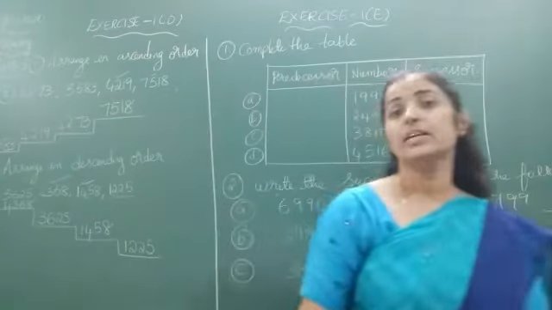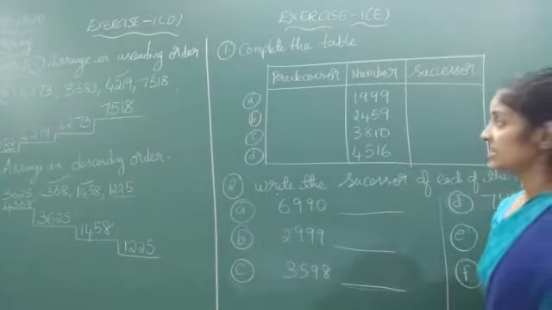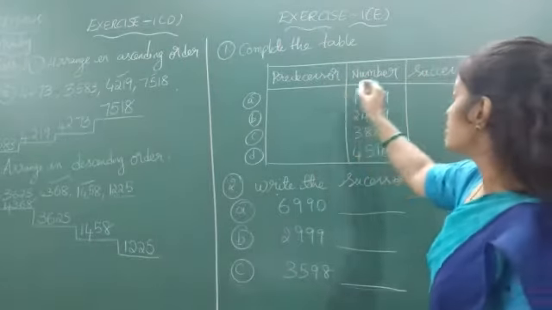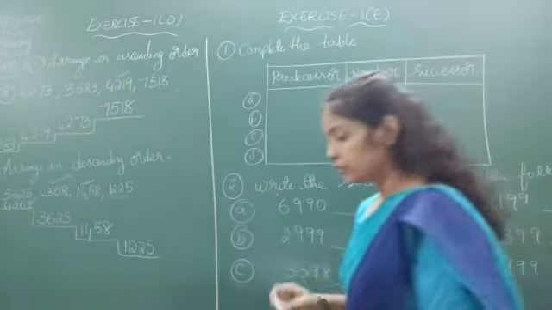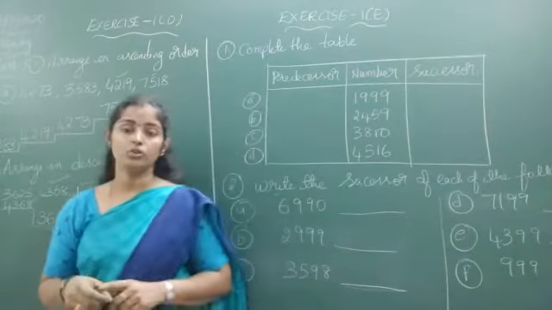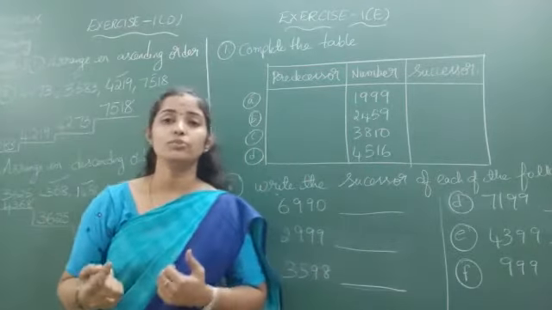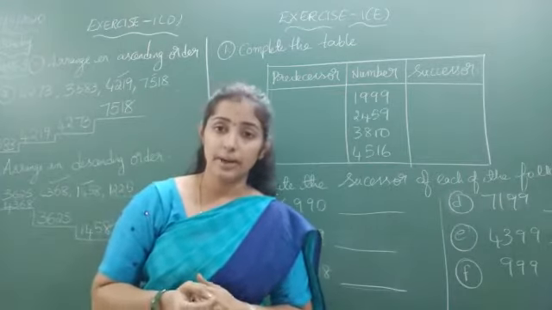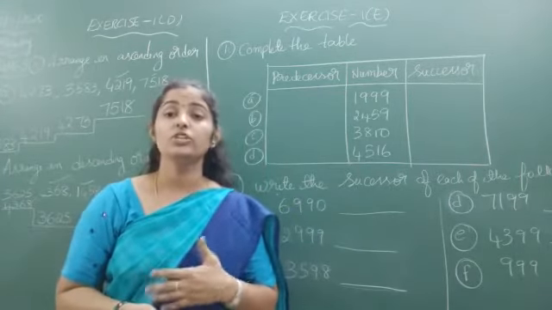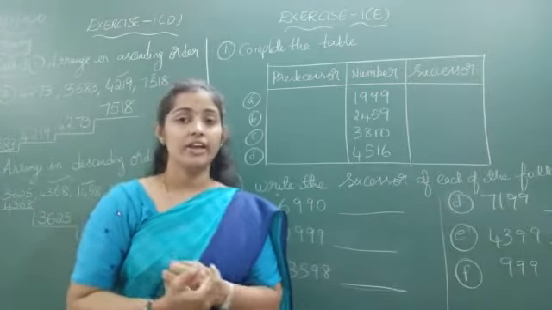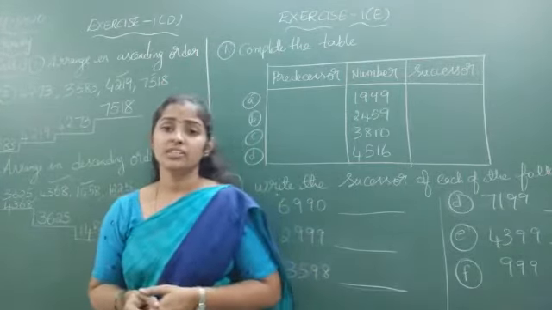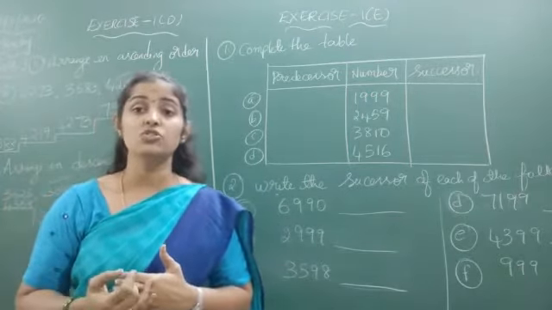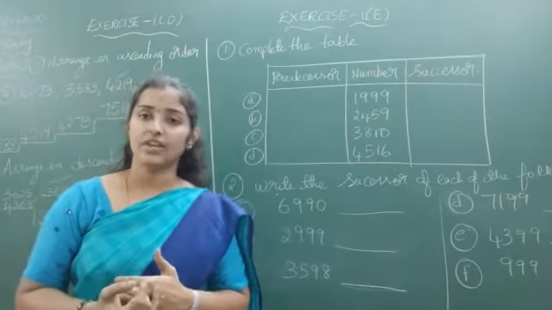Now come to the next one, that is exercise 1E. Complete the table. What is given here is about the predecessor and successor. In the previous class I told you what you mean by a successor and what you mean by a predecessor, right? A successor is nothing but the after number. You need to write the after number, which means you need to add one to the given number. And what do you mean by predecessor? A predecessor is nothing but the before number, meaning the previous one. You need to subtract one from the given number, right?